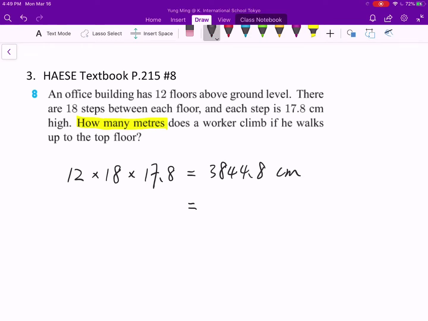So let's do that method again. 3844.8 cm times, I want to cancel the cm, so I write the cm on the bottom. I want to convert that to meters, so I write the meter on the top. I know that 1 meter is equal to 100 centimeters, so I'm going to cancel the centimeter and centimeter out. I will basically divide my 3844.8 by 100, so that gives me 38.448 meters.